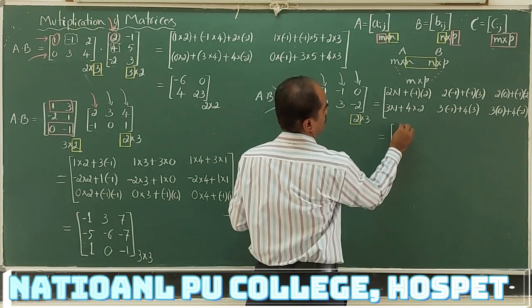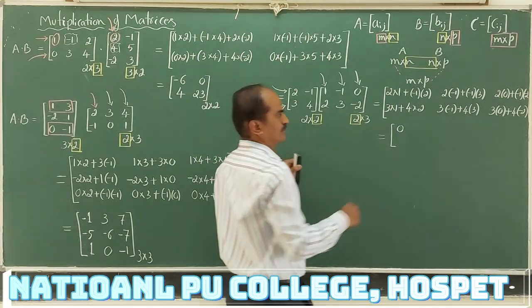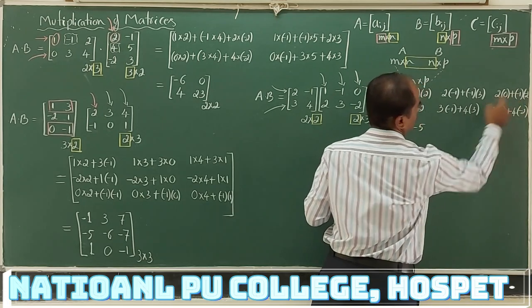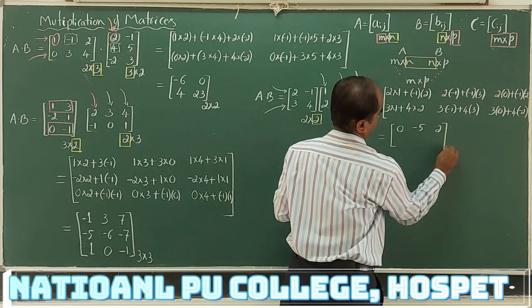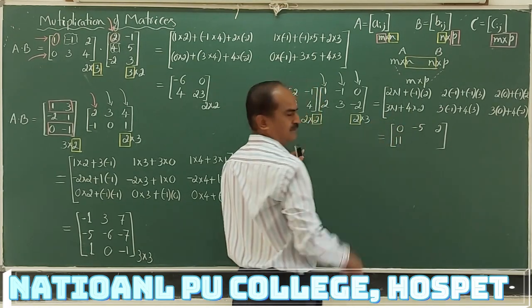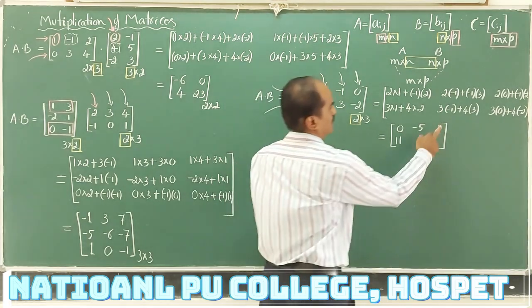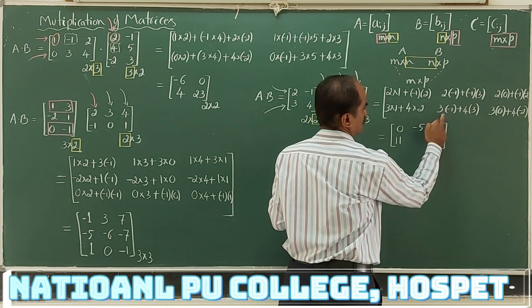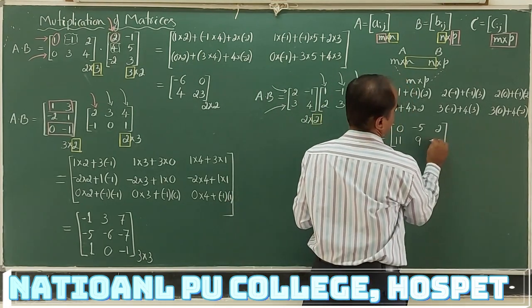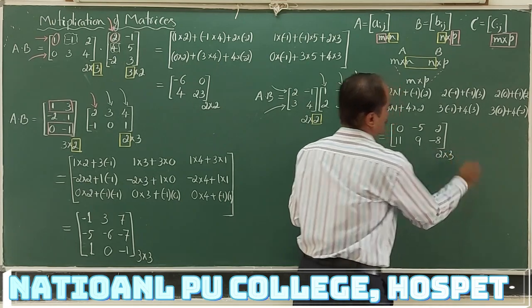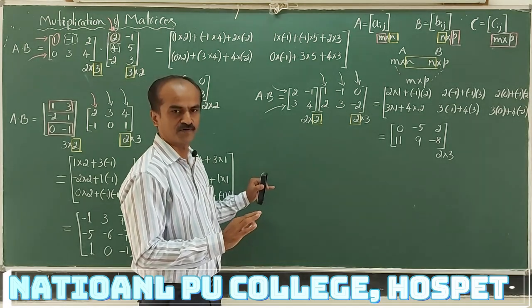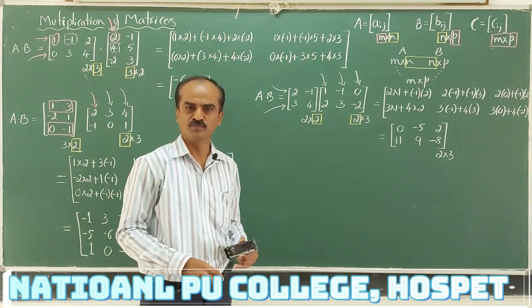2 minus 2, 0. Minus 2 minus 3, minus 5. 0 plus 2, 2. 3 plus 8, 11. Minus 3 plus 12, 12 minus 3, 9. 0 minus 8. So order of the matrix is 2 by 3. I hope you are following the procedure of multiplying two matrices.